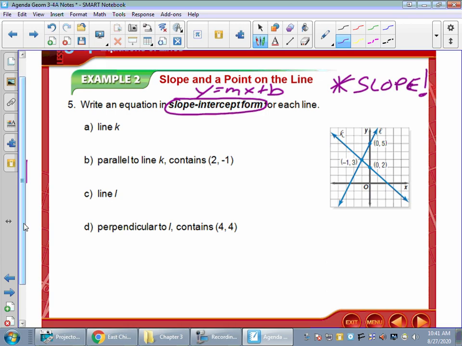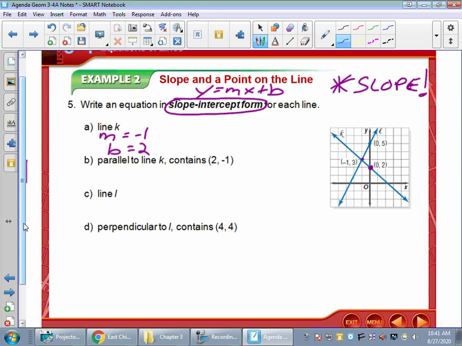So if you look at line K right here over the graph, if I look at the slope, I'm just going to say I got a point here and a point here. So my rise over run would be down 1 over 1, which then would be a negative 1, right? Down 1 over 1 would be negative 1. So my slope is negative 1. And my b value is where it crosses the y-axis, right? My y-intercept, well, it crosses there at 2. So my b value is 2.